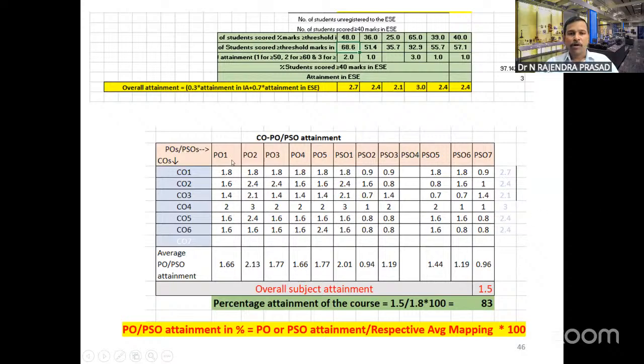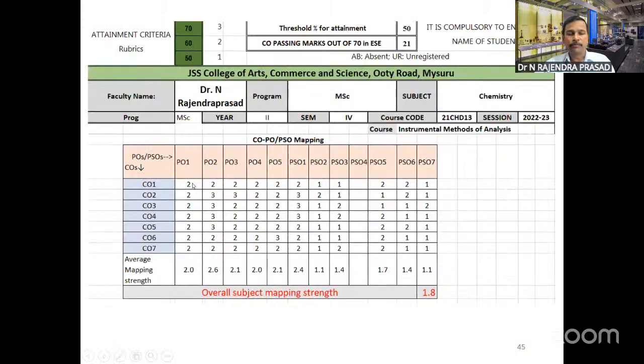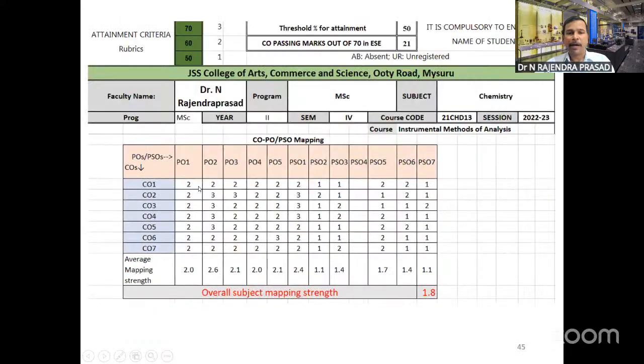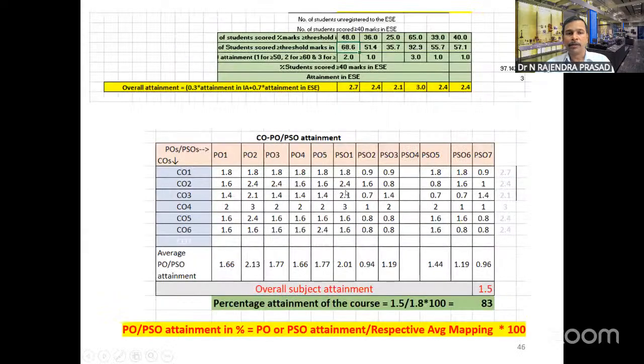Right. What is the PO1 attainment now? Here, in this table, the mapping strength is 2. This mapping strength is for a maximum of 3. So 2 by 3 into 2.7 you have to do. Why? CO1 attainment is 2.7, but the mapping strength is 2. So 2 by 3 into 2.7. If it is 2 for 3, how much for 2.7? You will get 1.8.